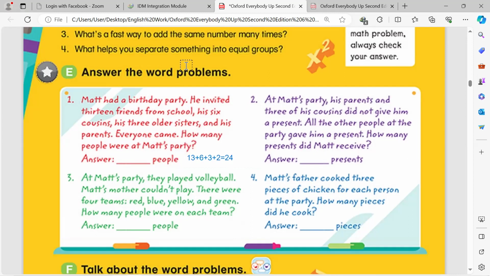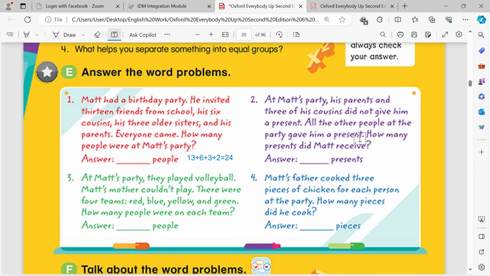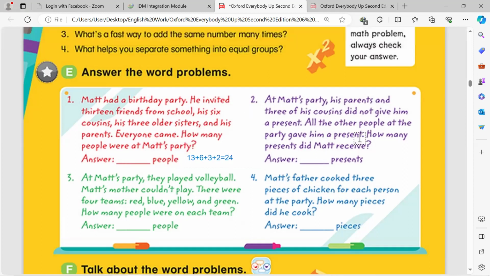Takumi, you can read. At Marty's party, his parents and 3 of his cousins did not give him a present. All the other people at the party gave him presents. How many presents did Marty receive? But his parents and 3 of his cousins.